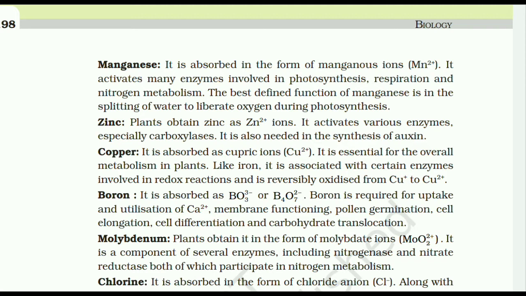Copper. It is absorbed as cupric ions, that is Cu2+. It is essential for overall metabolism in plants. Like iron, it is associated with certain enzymes involved in redox reactions and is reversibly oxidized from Cu+ to Cu2+.